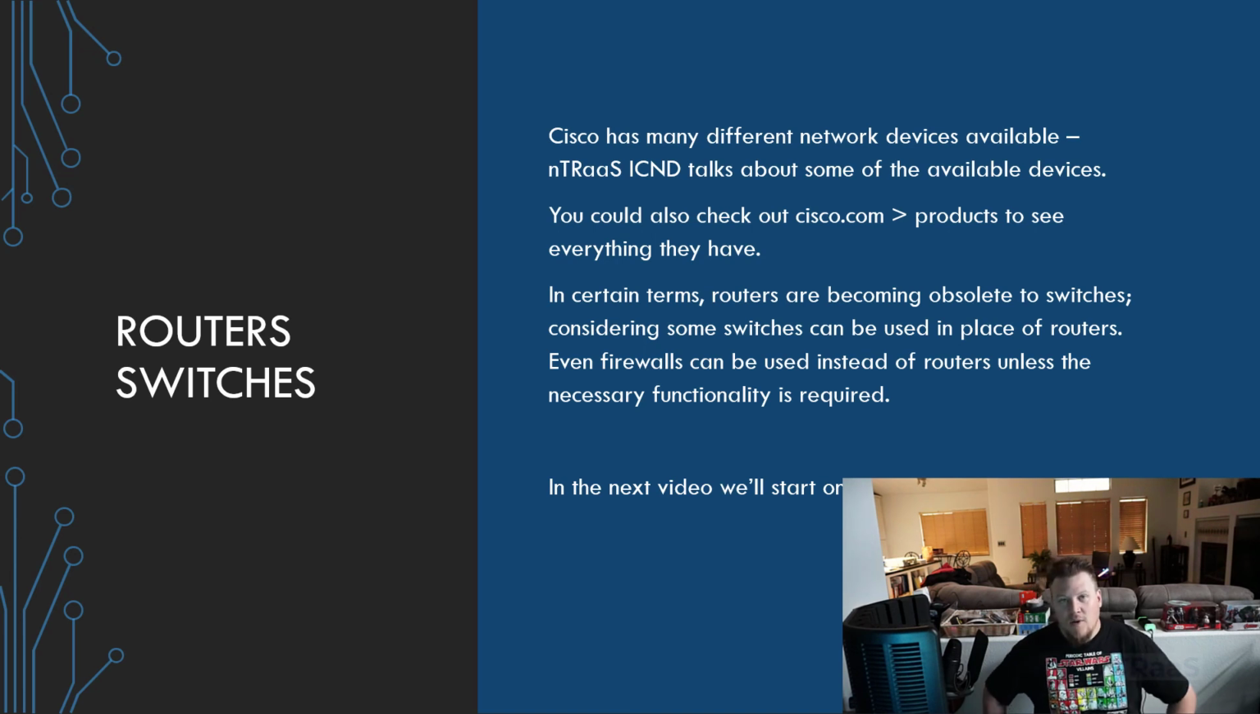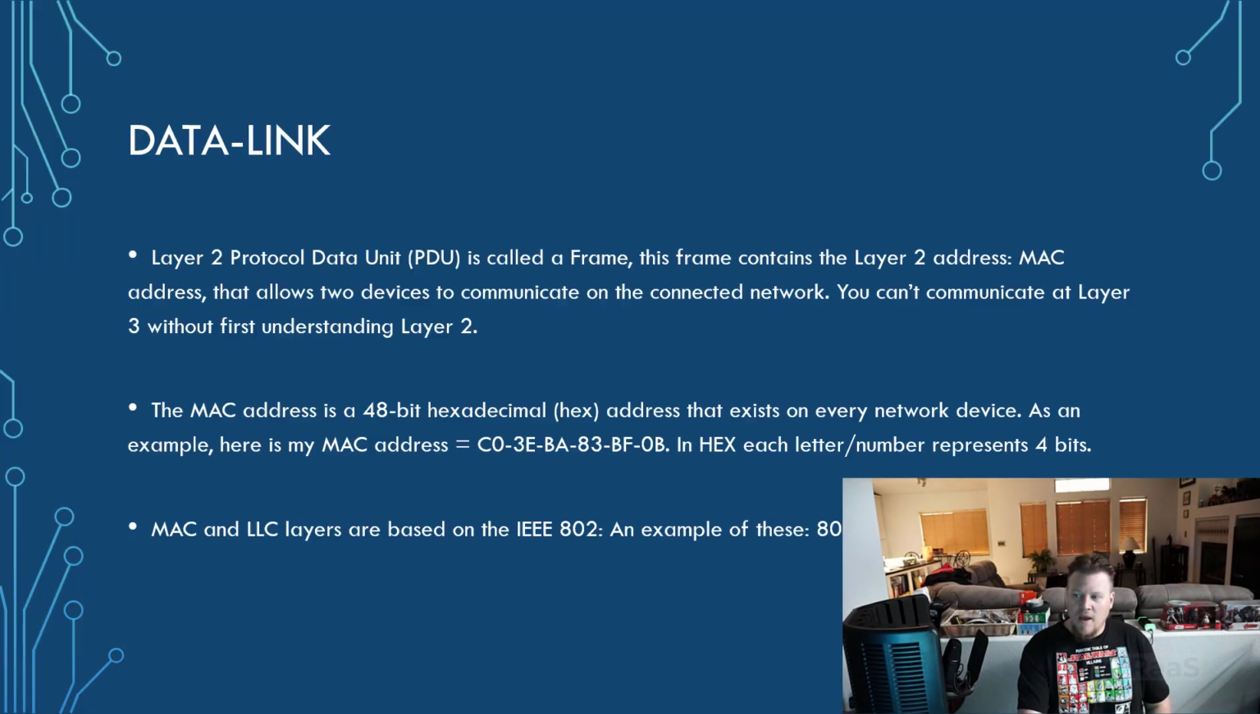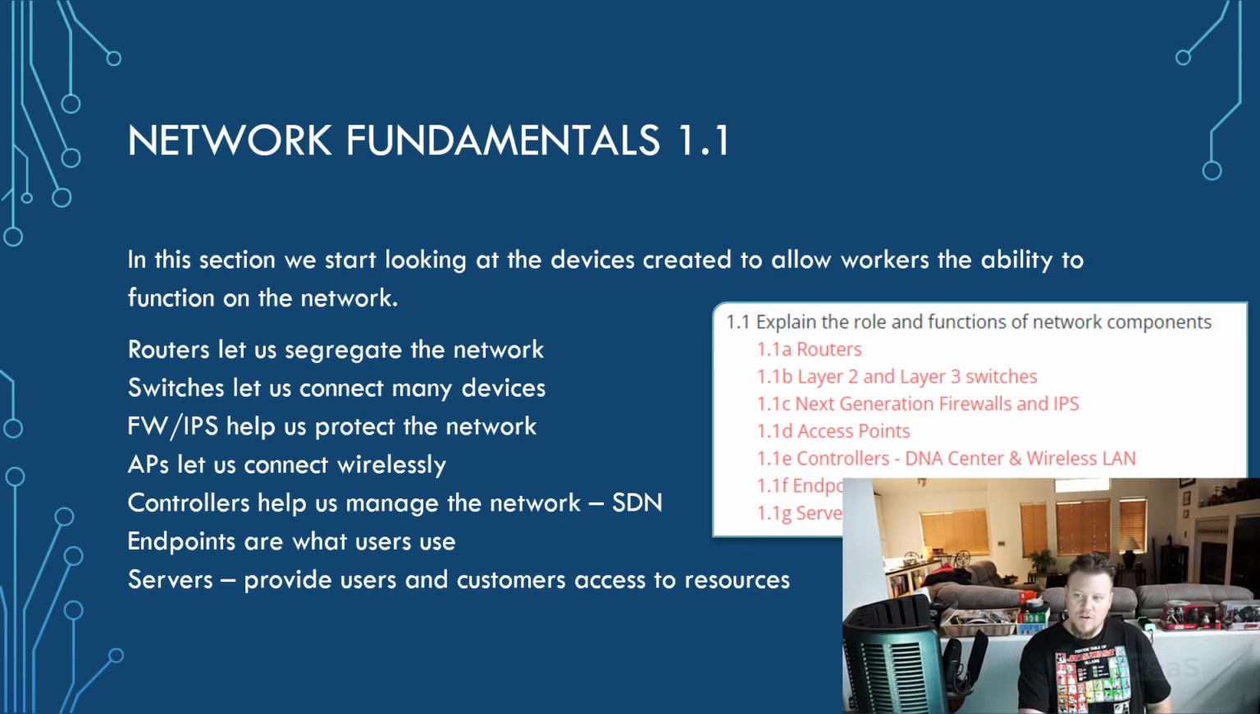So at least try to be familiar with the different Cisco routers and different switches that Cisco has, because in terms of this course, you're going to need to know how those devices fit on the network. If we go back to our initial topics page, it says explain the role and functions of network components. What do routers do? What do layer 2 and layer 3 switches do? And what do next-gen firewalls and IPSs do? You get the point. So, a good understanding of all the layers will get you to understand the role and functions of that network equipment.